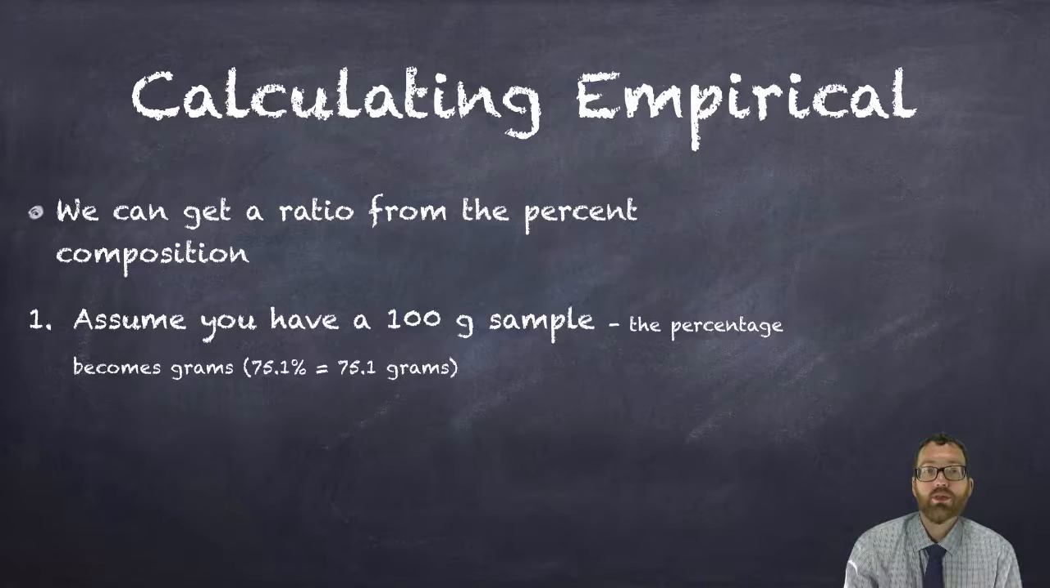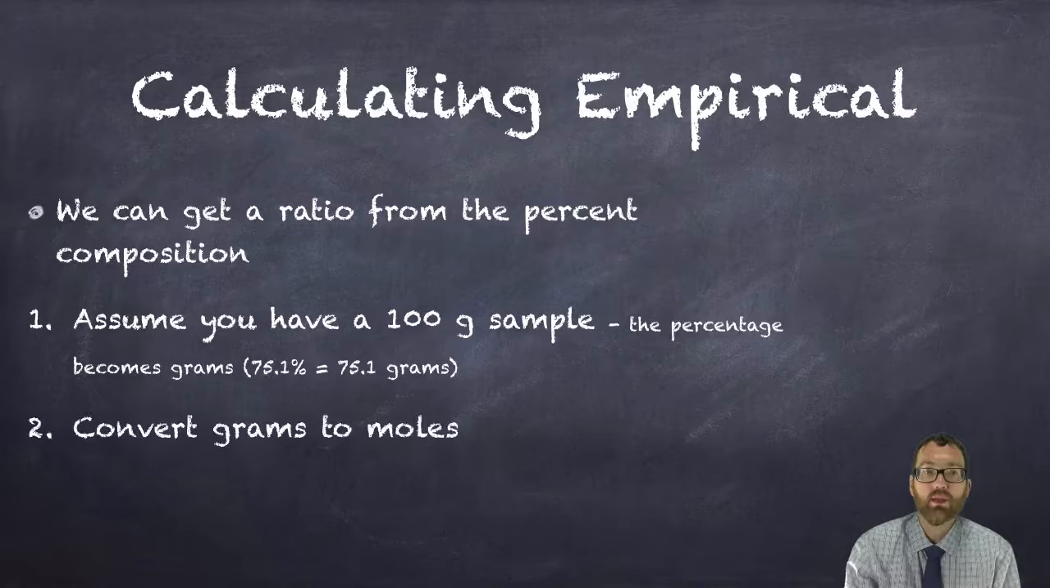First you need to assume that you have a 100-gram sample of the substance. The problem's probably not going to say this, but it's always safe to assume in this type of problem that you're starting with a 100-gram sample. When you do this, the percentage becomes grams. So if I said you had 75.1% of a certain element, it means you have 75.1 grams of that element.